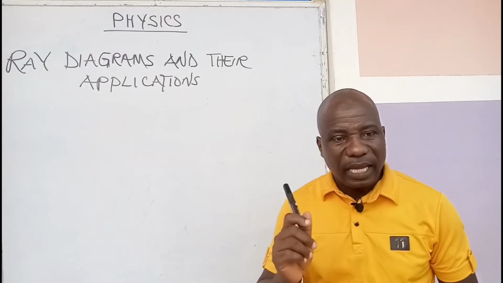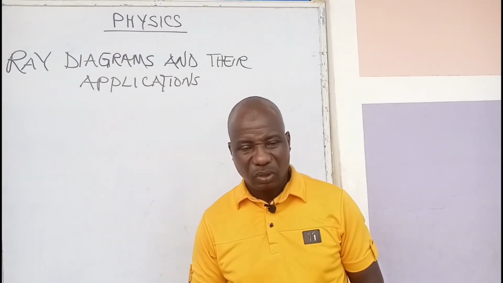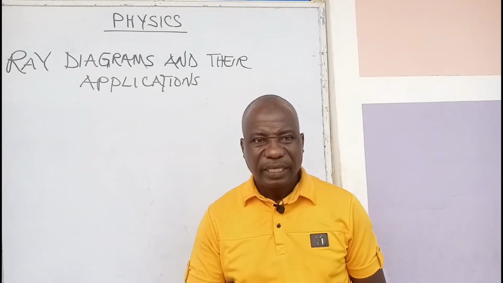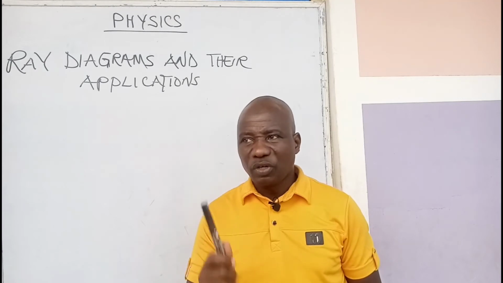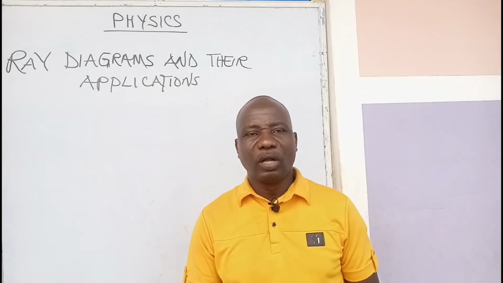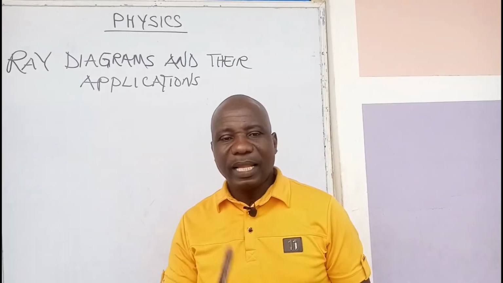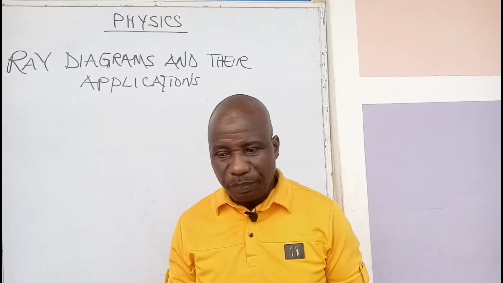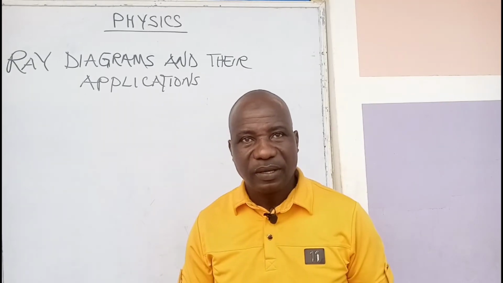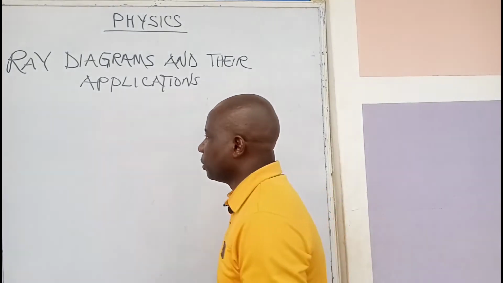In concave mirror, the nature of image produced depends on the position of the object. Now, let us see various positions by which an object could be placed.